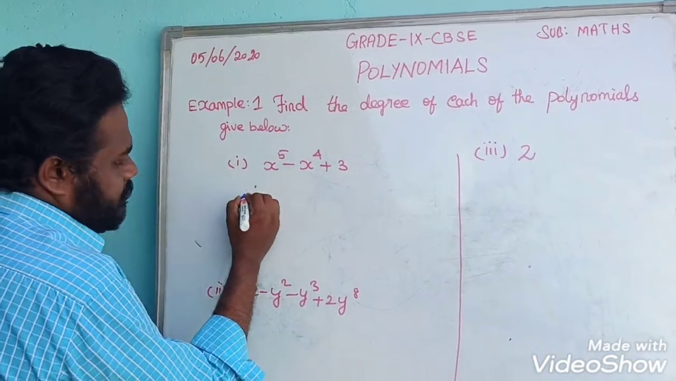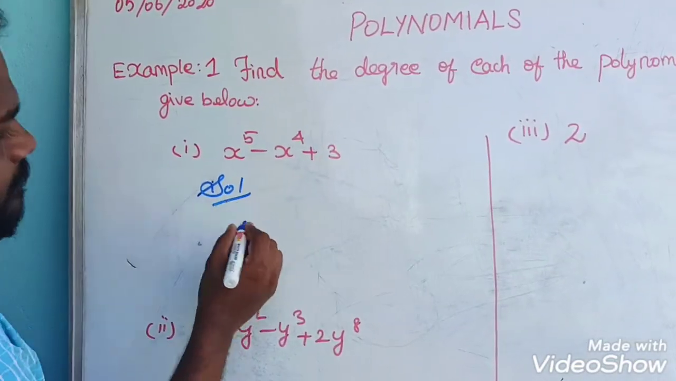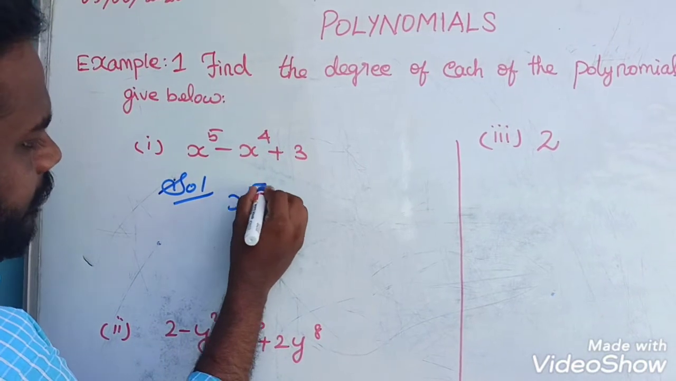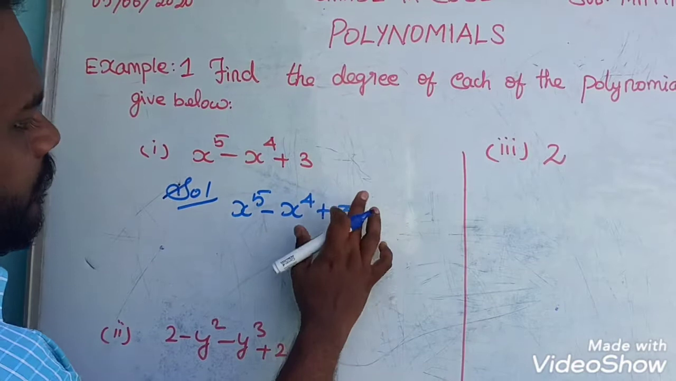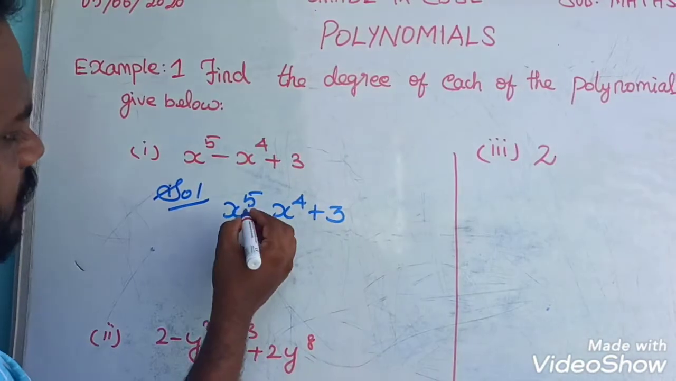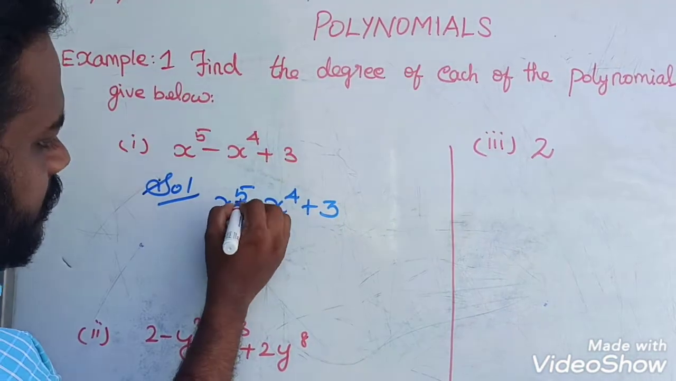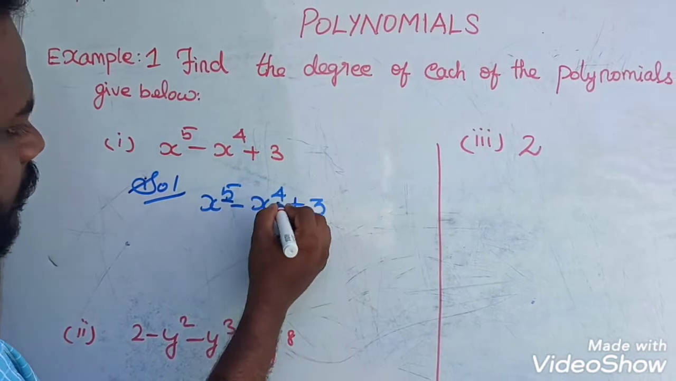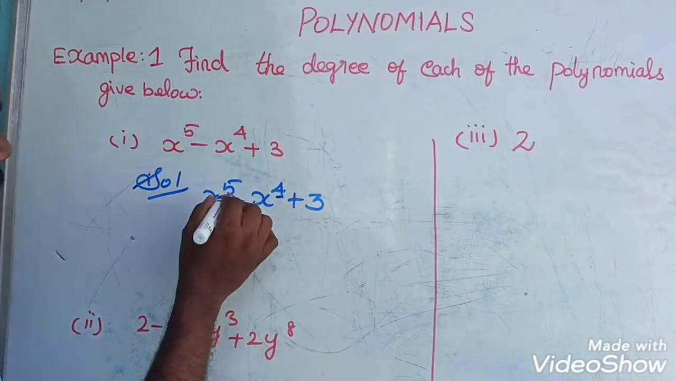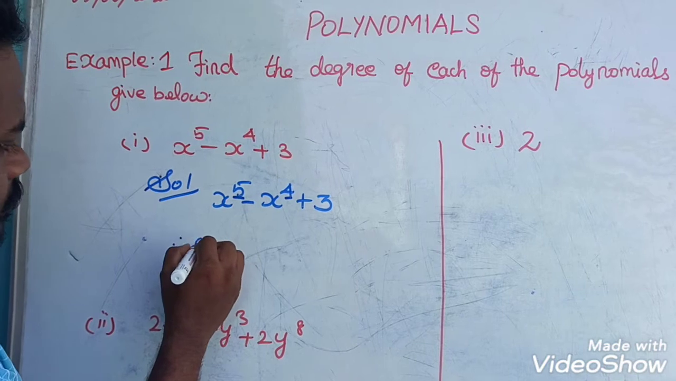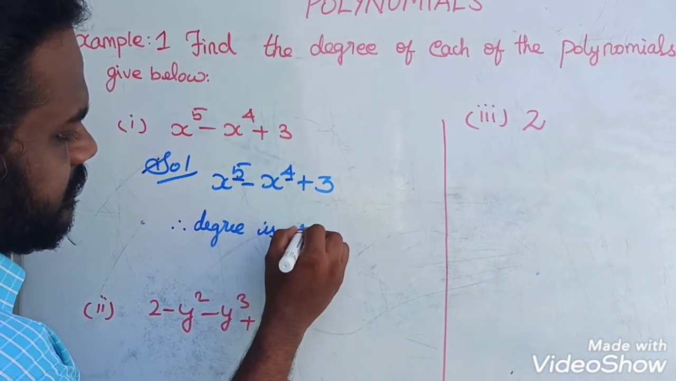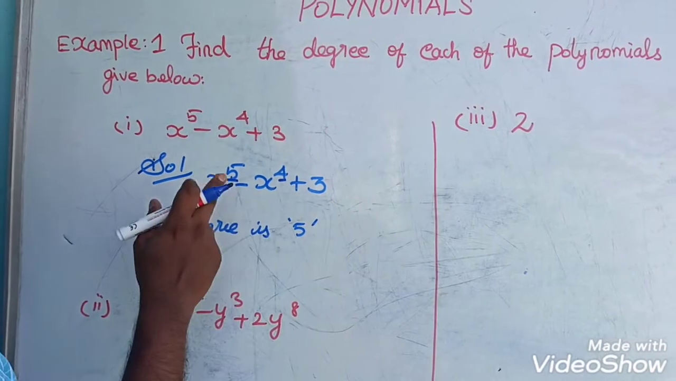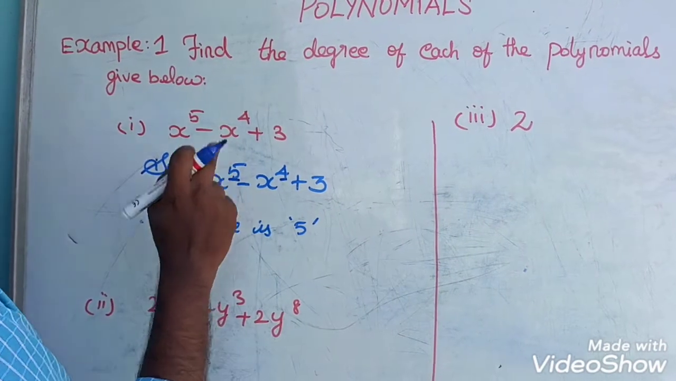So first question, solution. x power 5 minus x power 4 plus x power 3 plus 3. So here the exponents are 5 and then 4. Here the highest power is 5. Therefore, the degree is 5 because the highest exponent of the expression is 5.